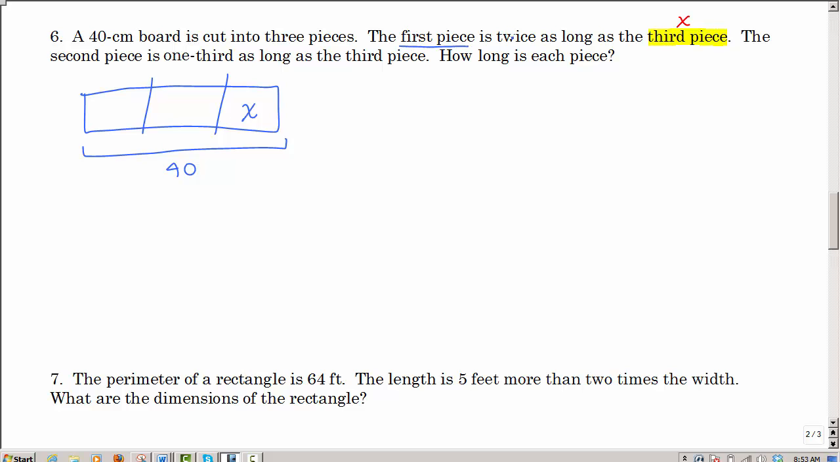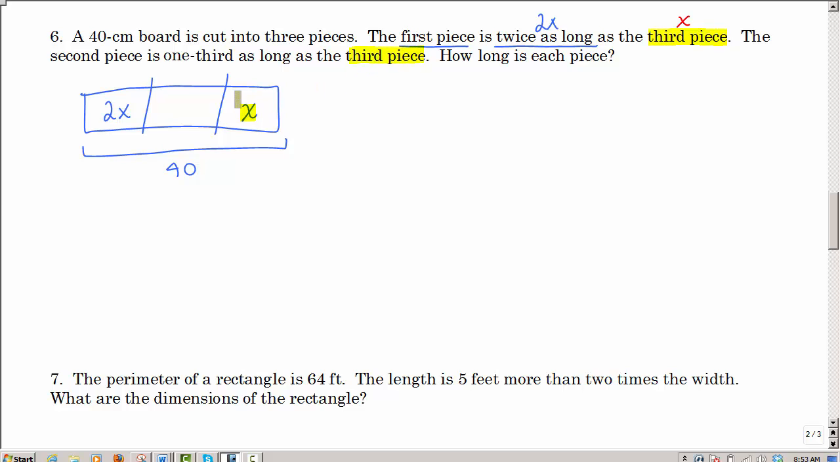The first piece is twice as long. Twice. What does that mean? Twice. That means 2 times. Right, so I need to multiply times 2. So the first piece is going to be 2x. Alright, the second piece is 1/3 as long as the third piece.